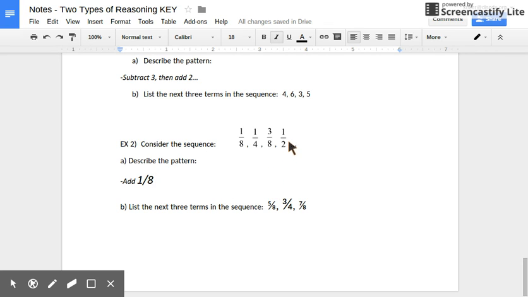And if I do that, if I continue it, remember a half was 4/8. So if I add an eighth, I get 5/8. If I add another eighth, I get 6/8, which reduces to 3/4. If I add another eighth, I get 7/8.